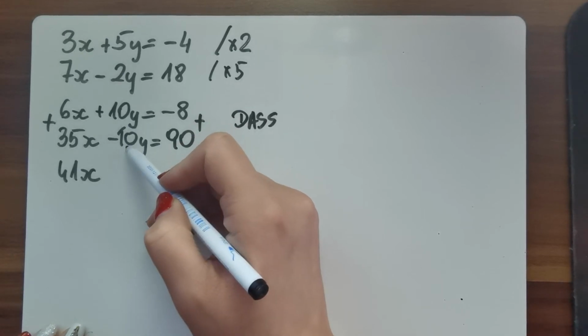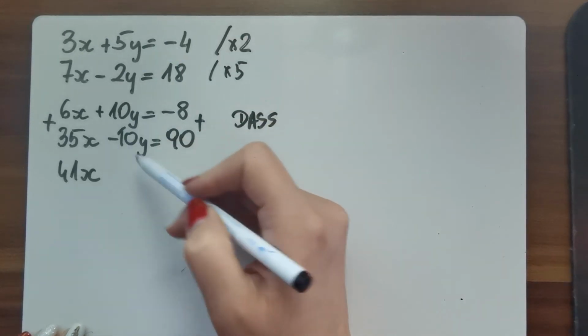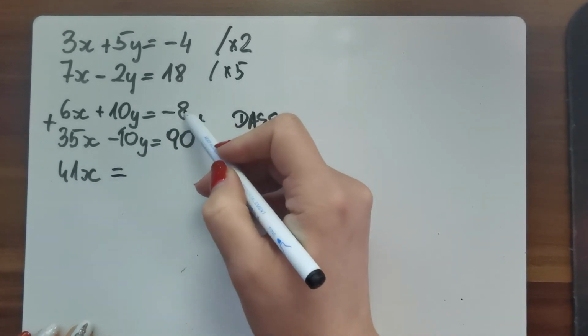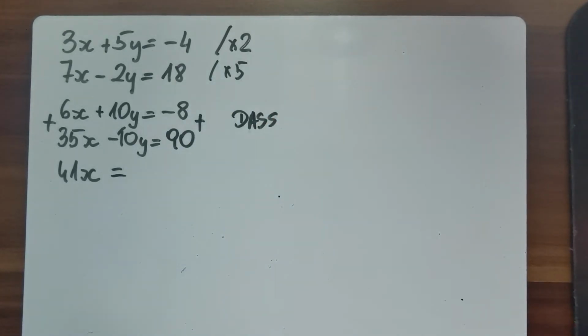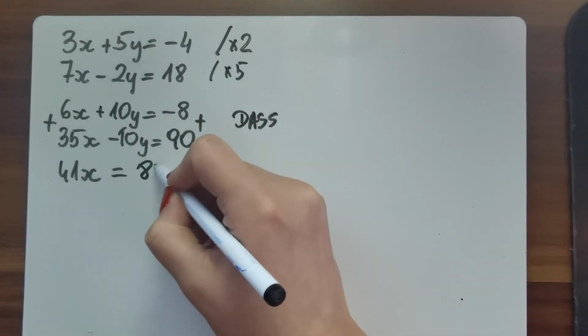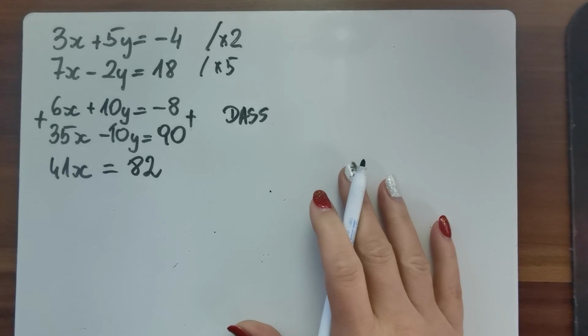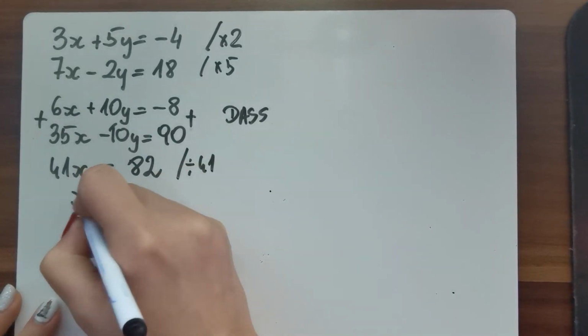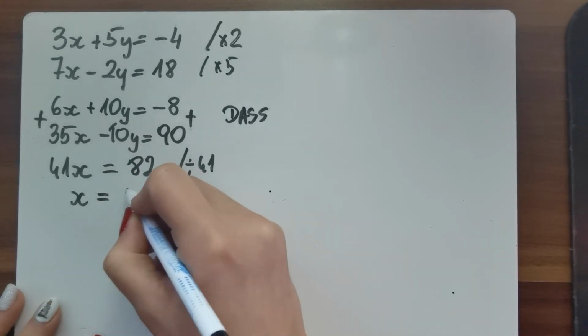10y take away 10y will be equal to 0. So we'll cancel it out and we'll eliminate y. It must be equal to minus 8 plus 90, which will be 82. So right now we need to divide both sides by 41. So x will be equal to 2.